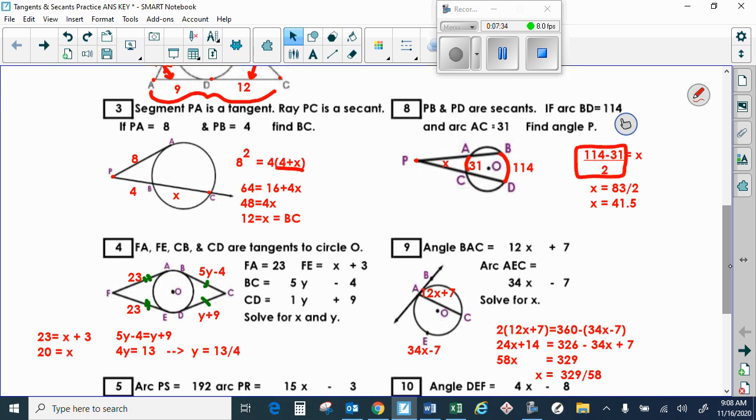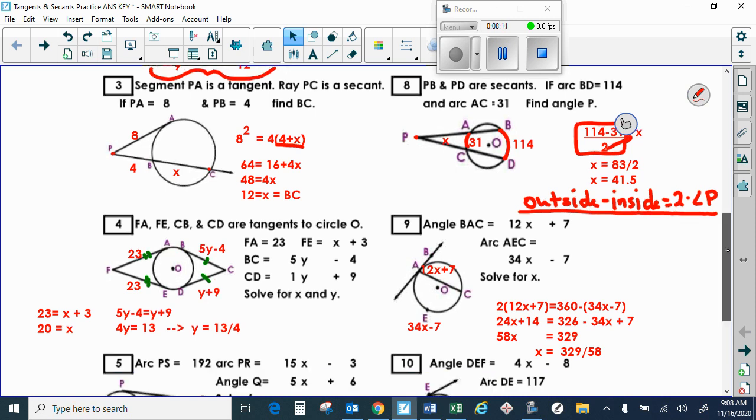Now, if you like, and you want to memorize this, outside minus inside equals 2 times angle, in this case P, 2 times the angle measure, because that's the very first step you do, is go ahead and cross multiply and get 2x equals 114 minus 31, which is the outside minus the inside. So some people like to memorize the outside minus inside equals 2 times that exterior angle, that angle on the outside there. Or you do outside minus inside divided by 2 equals the angle. Same thing. Okay, your choice on how you want to memorize that.